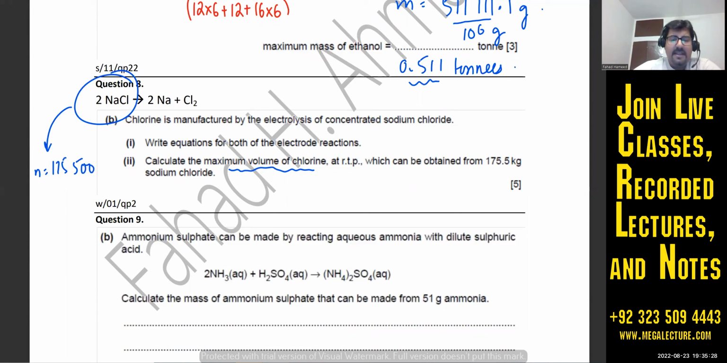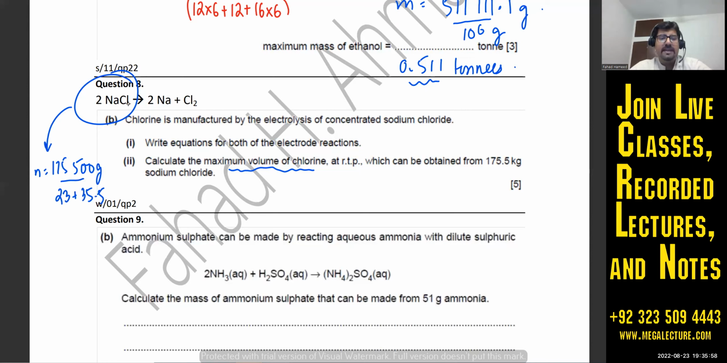Okay, is that clear? Instead of taking this in kgs, I've taken this in grams. Remember, your formulas are dealing in grams. You have to remember that as well. So you've got 175.5 kg, that's 175,500 grams. So divided by the molar mass. What will the molar mass be? It's NaCl. Na is 23, Cl is 35.5, from the periodic table.